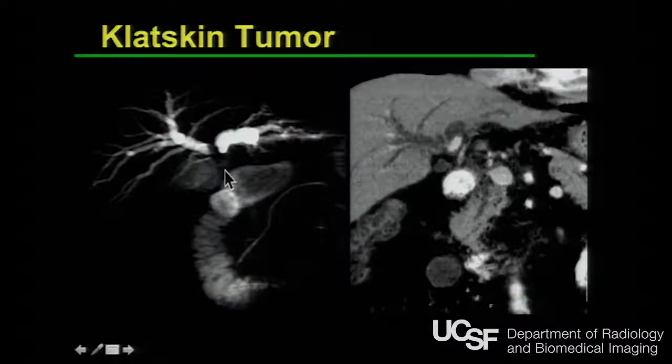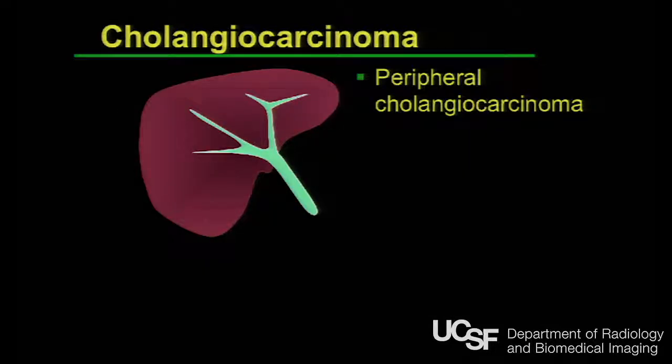So Klatskin's tumor is a common form of cholangiocarcinoma. We don't know why cholangiocarcinomas tend to occur right where the right and left ducts come together, but they do, and they cause duct obstruction. Klatskin's tumor is just a name for cholangiocarcinomas that occur in this location. So again, a very poor prognosis, not radiosensitive, not responsive to chemotherapy.